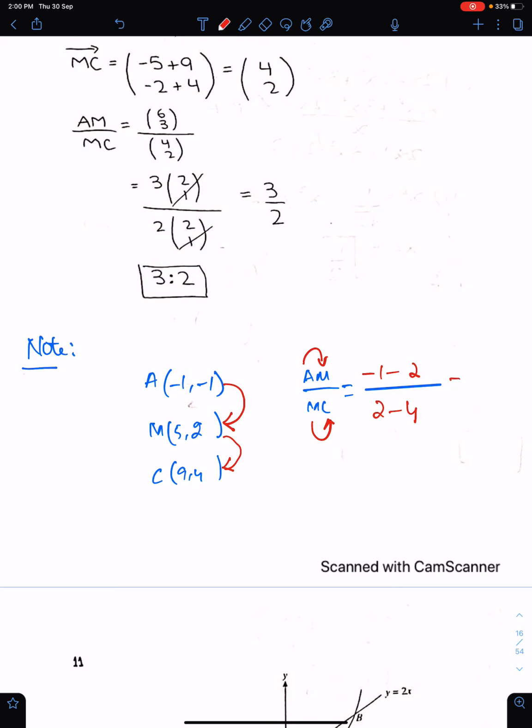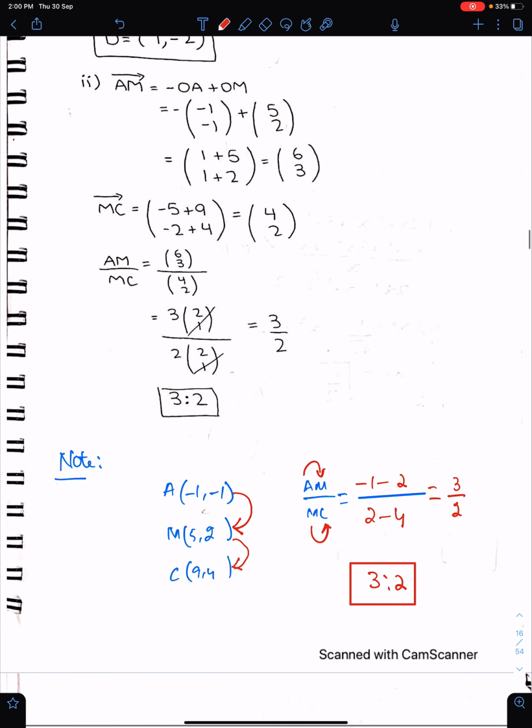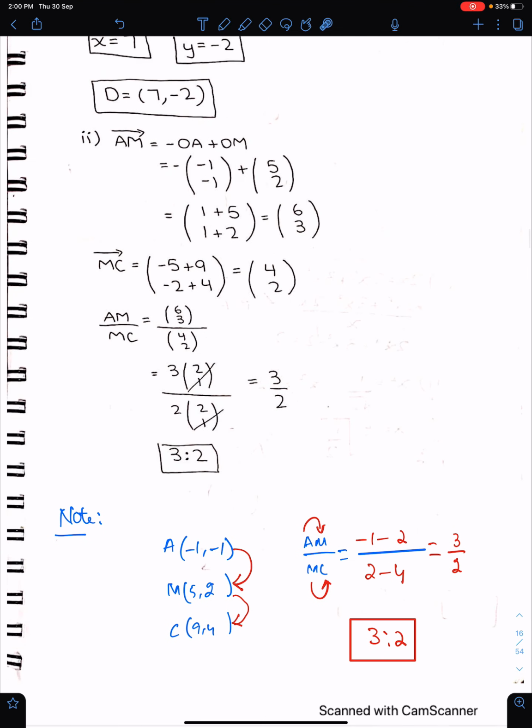So you'll get 3 upon 2, -3 upon -2, which will become 3 upon 2. Hence the answer is 3:2. See, this method is very simple and short. So whenever they ask to find the ratios, always use this method. You can understand this method well if you watch my first lecture of coordinate geometry.